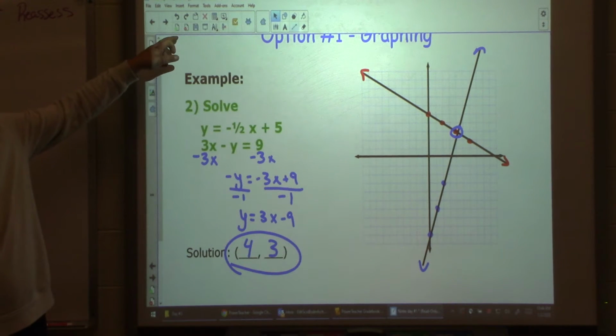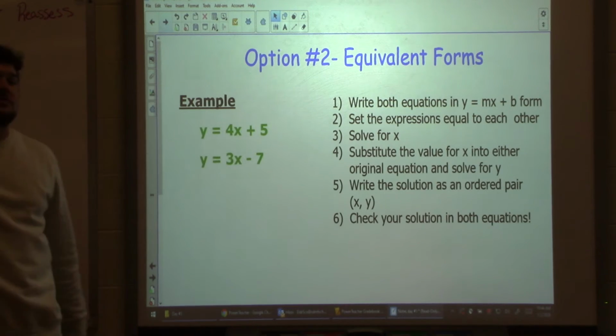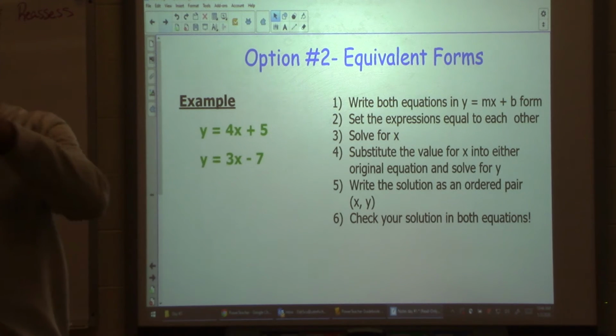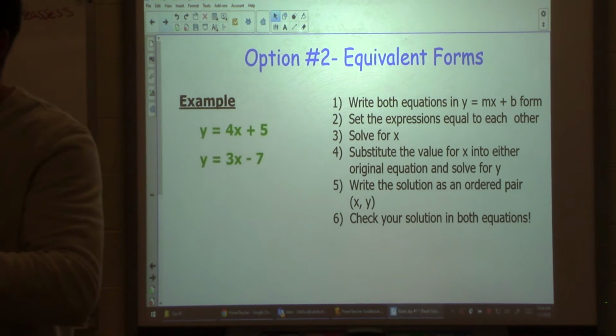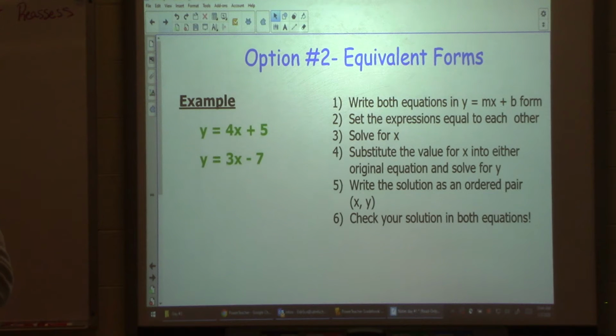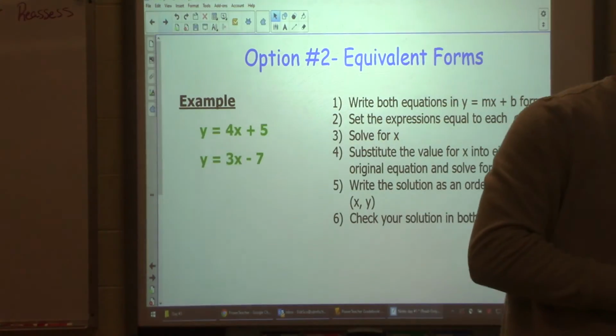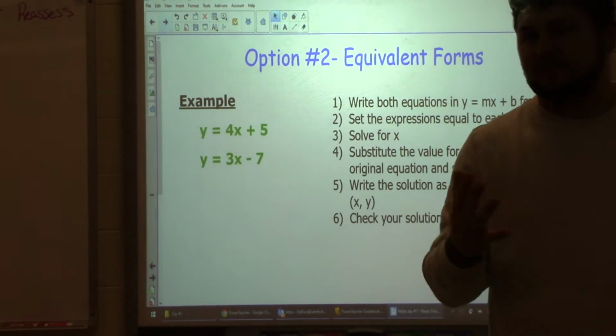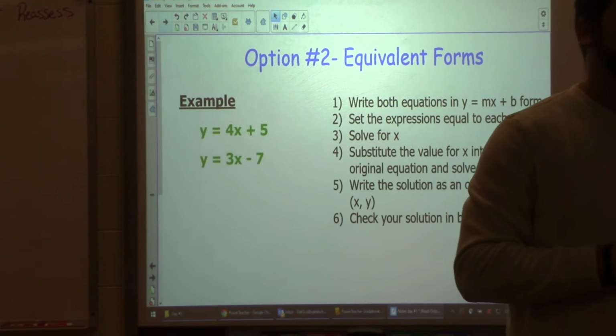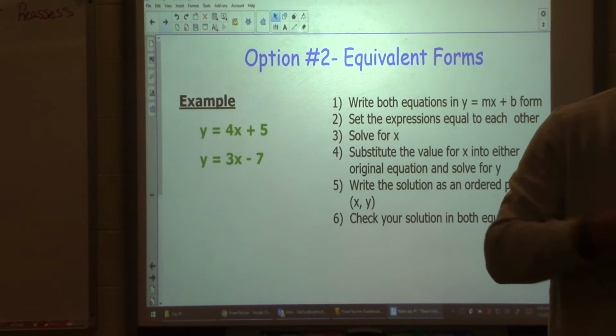Alright, we're going to do 2 different ways of solving with algebra. First way is going to be called equivalent forms. So guys, on the test, we're not going to tell you you should probably use equivalent forms for this one, or you should use substitution for this one. You are going to have to decide on your own which method to use. The only one we'll tell you to use is the graphing.